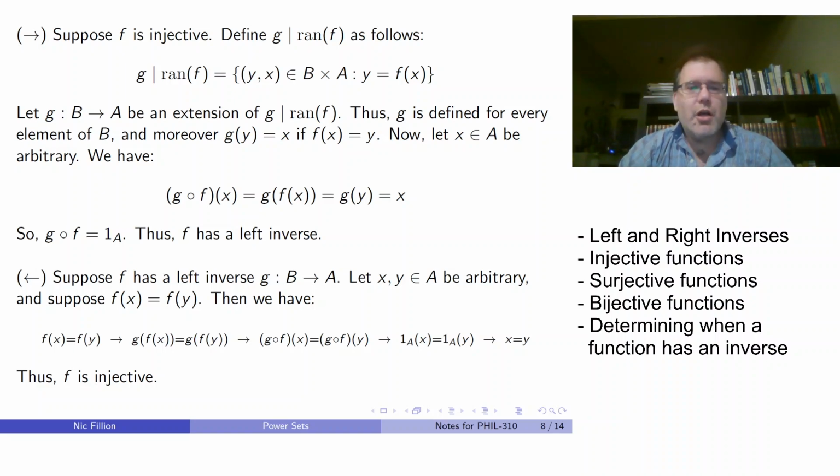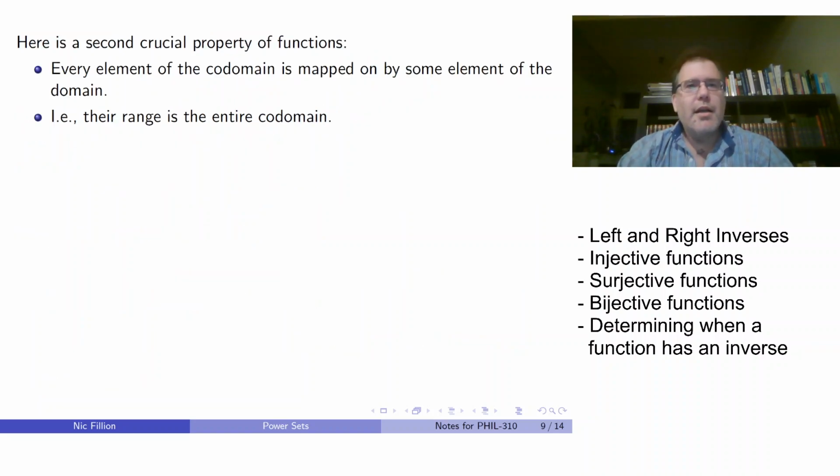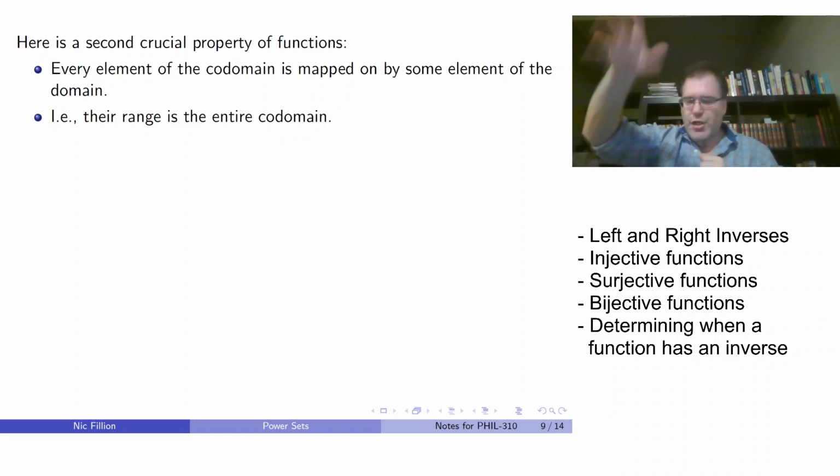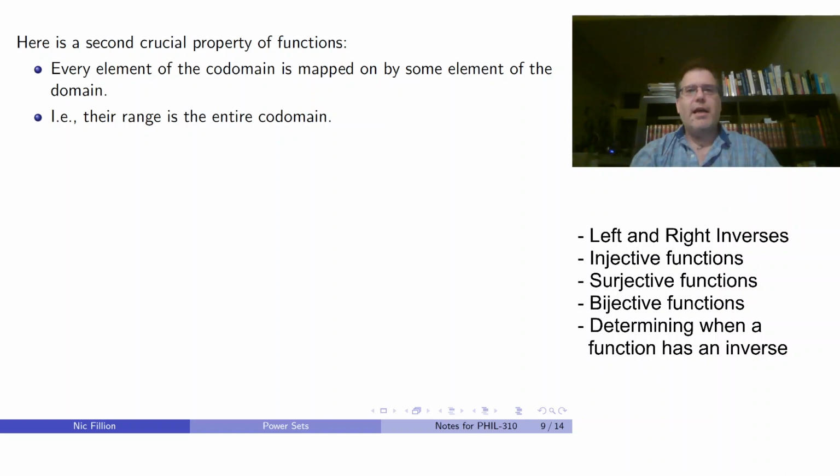Okay, so now we know that a function has a left inverse if and only if it is injective. Beautiful. Now, here's a second crucial property of functions. So we had two problems, left inverse, right inverse. We found a property, being injective, that perfectly matches having a left inverse. And now we're going to look for a second crucial property that we hope is going to match right inverse. And then we're going to say the following.